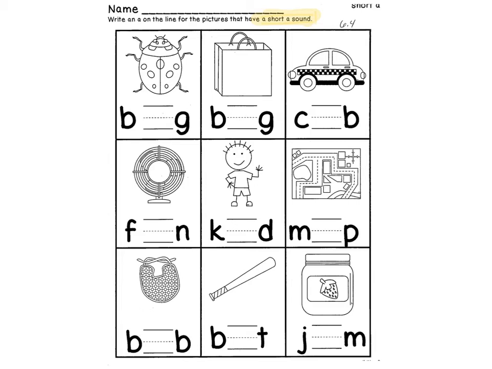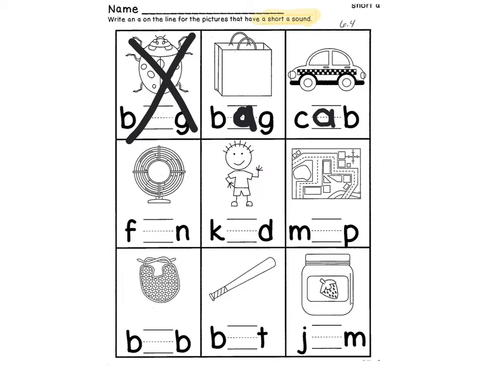First picture is a bug. B-U-G. Do you hear the a in this word? Okay, I do not either, so we're going to mark that picture out. Next picture is a bag. B-A-G. Okay, we hear that a, so we're going to add that a. Okay, we're going to go to the next one, which is a cab. K-A-B. Okay, it has the a sound, so we're going to put an a.